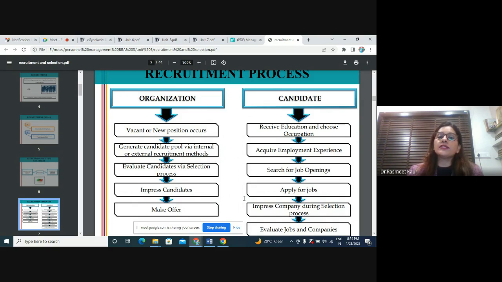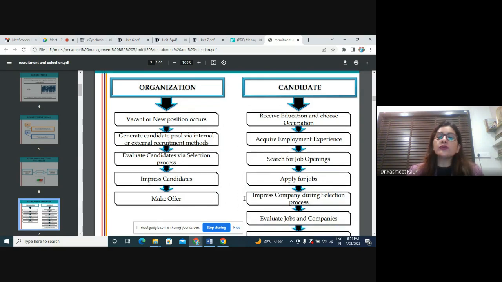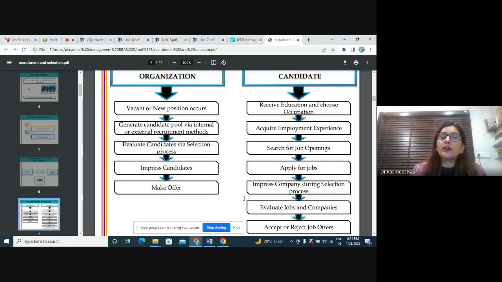So the first thing in the organization is that a new position occurs. Second, you look for candidates, potentials who have that particular knowledge, skill, and ability to be selected for that job. There are different methods of looking for candidates. It could be internal or external recruitment methods. We'll talk about it in the coming few minutes. Then, from the pool of candidates whose applications you receive, you try to evaluate every candidate by a selection process.